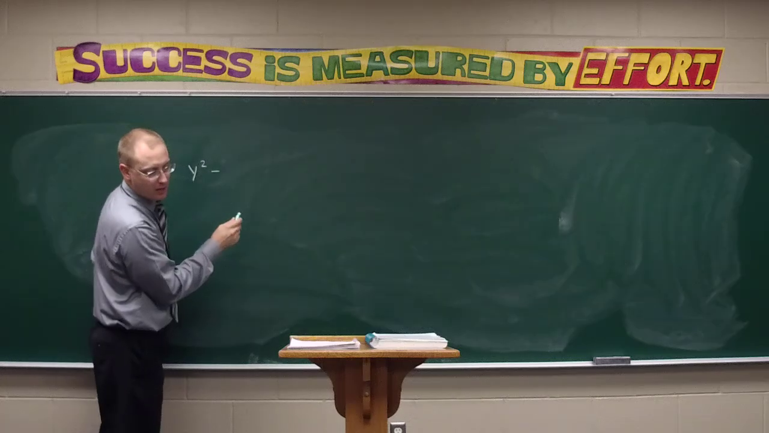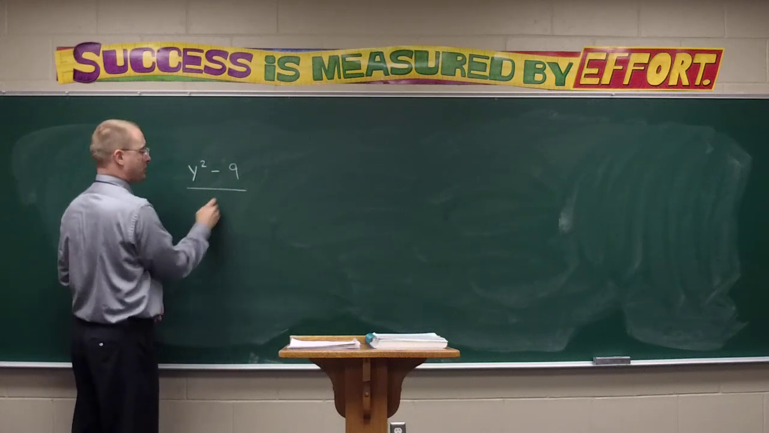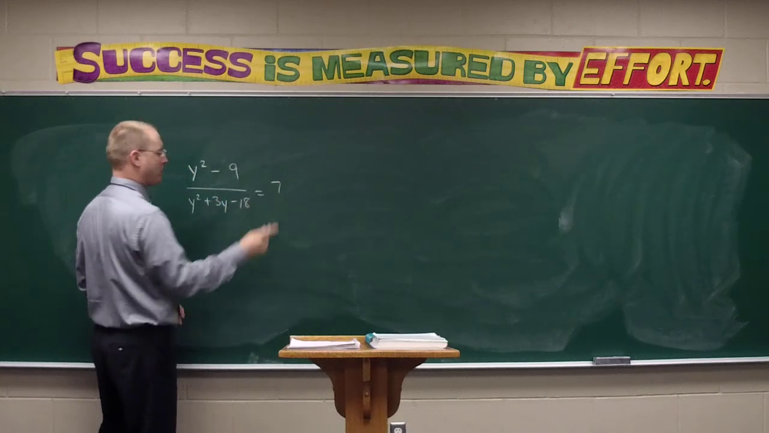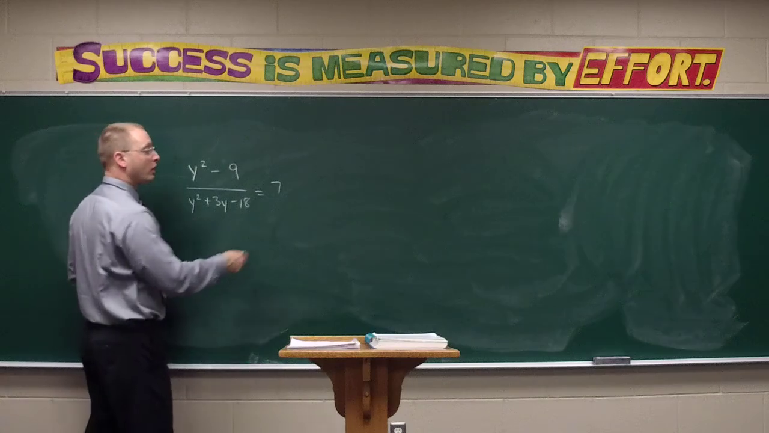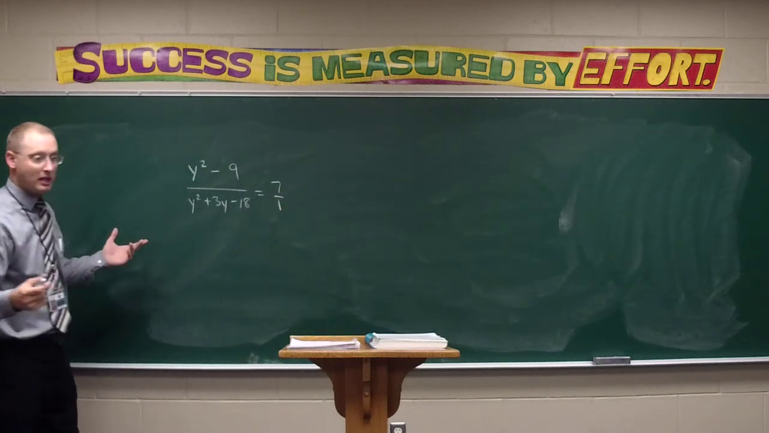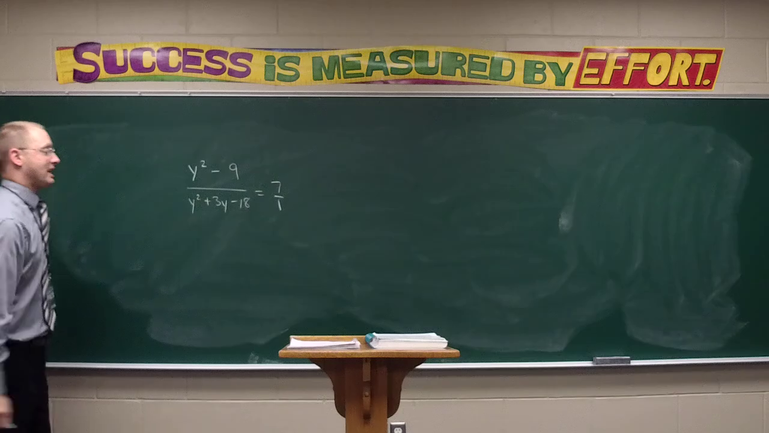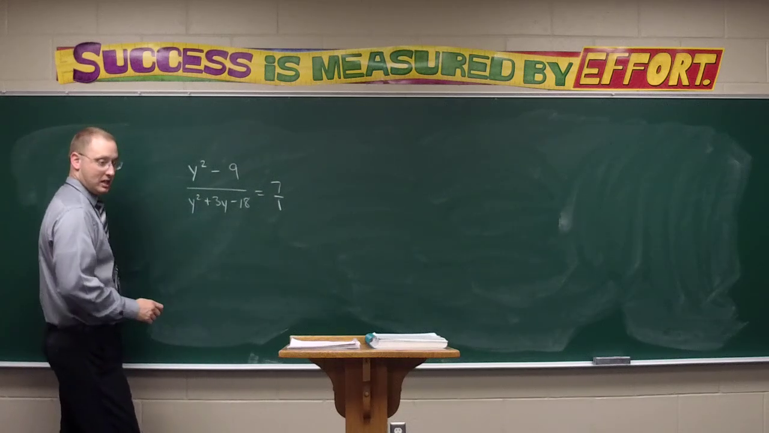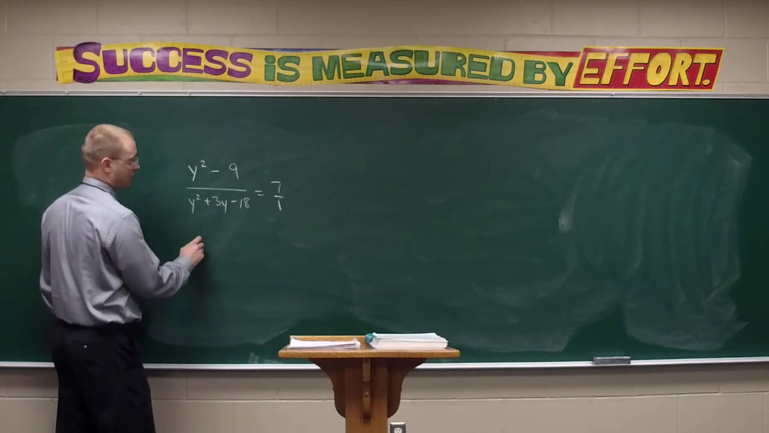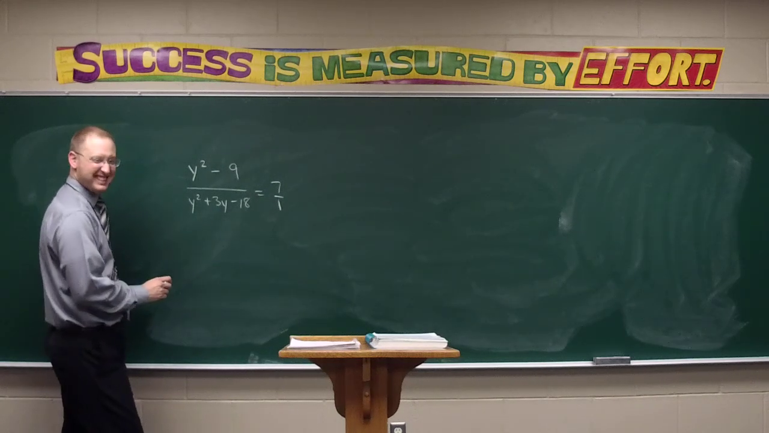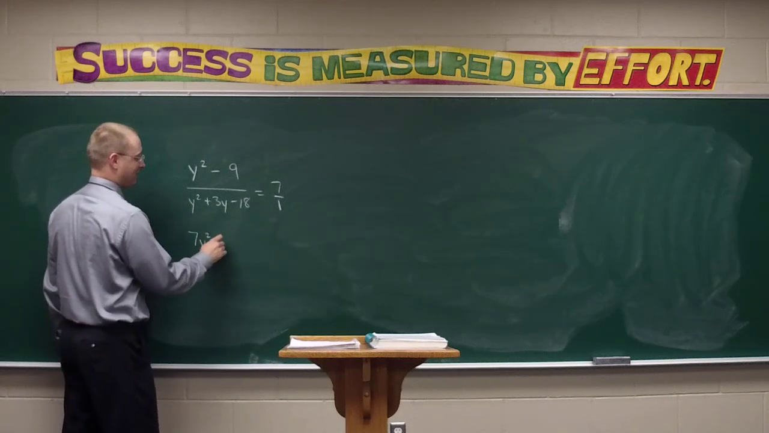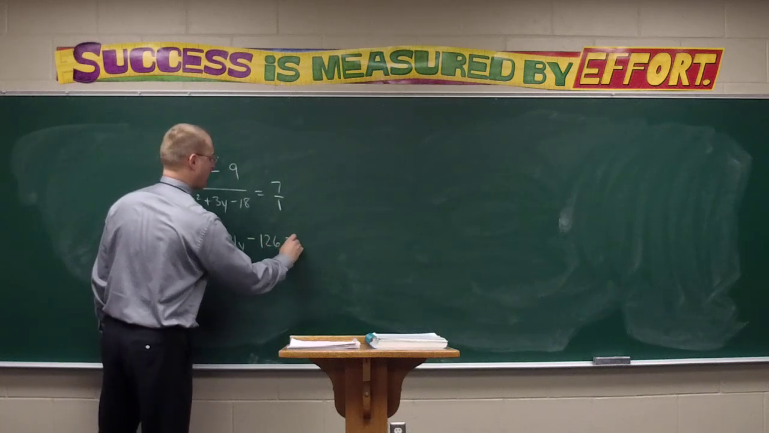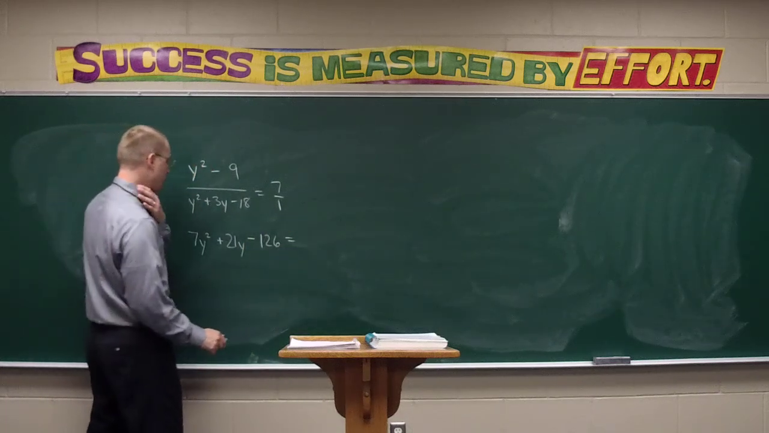Good. Y squared minus 9 over y squared plus 3y minus 18 all equal to 7, which if I put the 7 over 1, I have a proportion, and I can cross multiply. What do we get when we multiply the means together here? Audrey? That's the extremes. 7y squared plus 21y minus 126. All without a calculator. Great job.